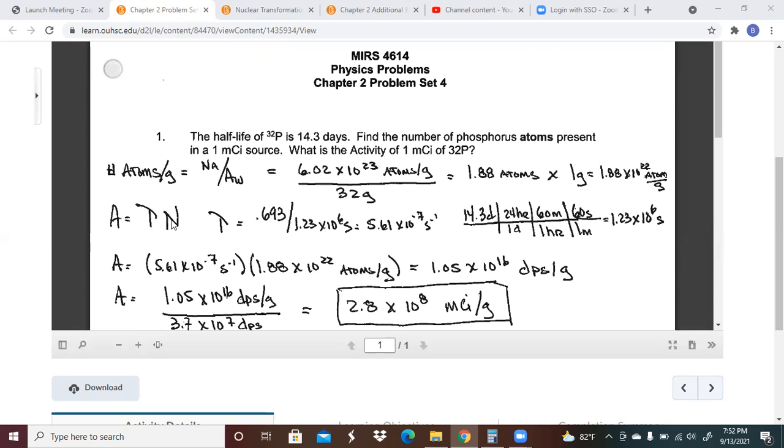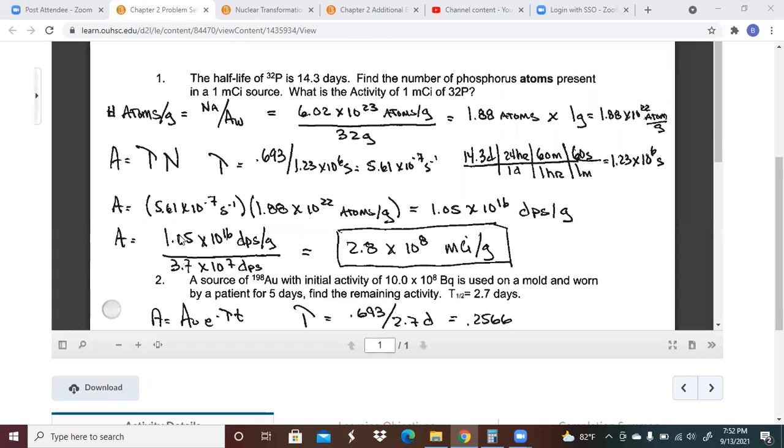Okay, so we have the number of atoms. We have lambda. All we have to do is to multiply through all of that together. So we take lambda, multiply it by n in this particular case, and we know that we end up with 1.5 times 10 to the 16th decays per second per gram.